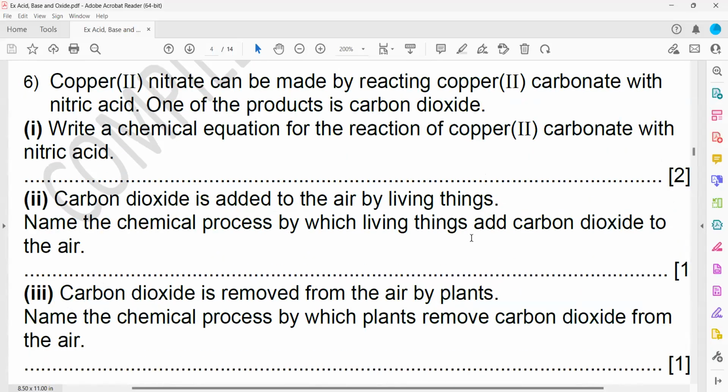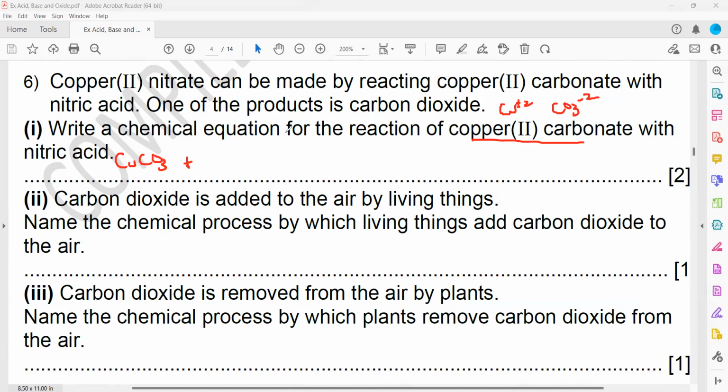In question 6, copper nitrate can be made by reacting copper carbonate with nitric acid. One of the products is carbon dioxide. Write a chemical equation for the reaction of copper carbonate. Copper is +2 and carbonate is CO3 with a charge of -2. They have the same valency, so copper carbonate will be CuCO3.